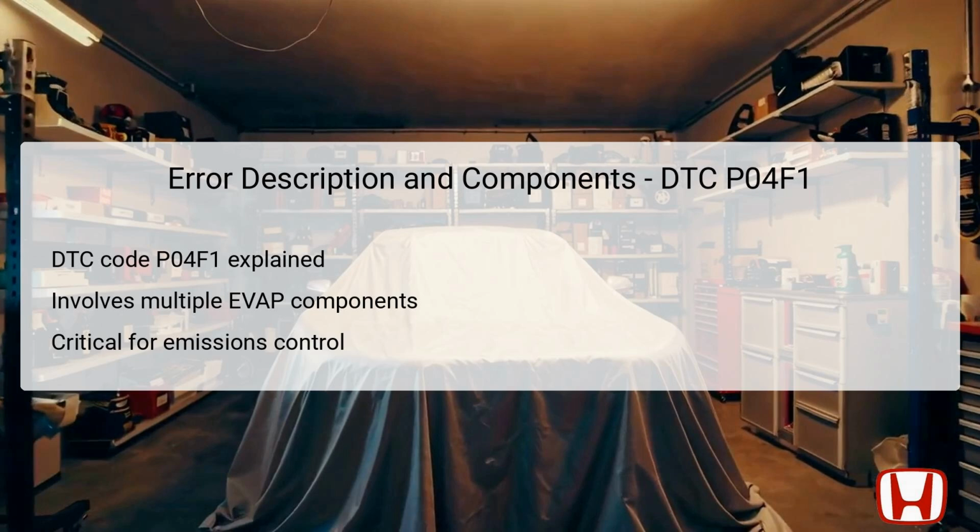The location of these components, such as the EVAP canister, often situated near the gas tank, is vital for understanding diagnostic tests and repairs. A malfunction in any of these components could trigger the code, indicating a malfunction within the system, requiring inspection and potential replacement of faulty parts.